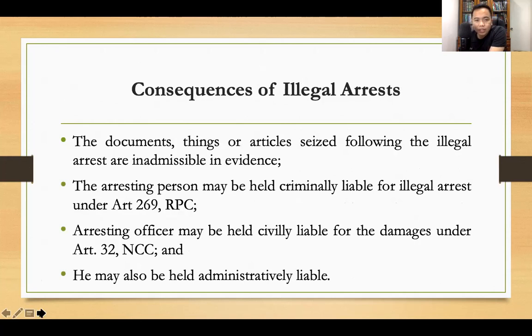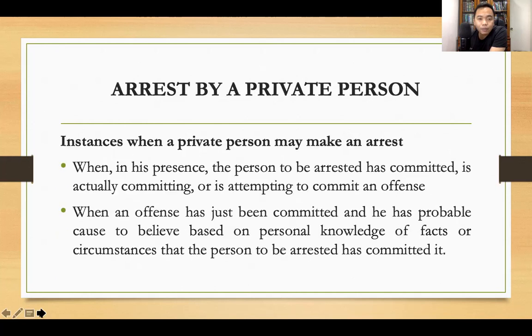Consequences of illegal arrest. The documents, things, or articles seized following the illegal arrest are inadmissible in evidence. If there was an illegal arrest, then any and all evidence obtained are inadmissible in evidence. The arresting person may be held criminally liable for illegal arrest under Article 269 of the Revised Penal Code. An arresting officer may be held civilly liable for damages under Article 32 of the New Civil Code, and he may also be administratively liable.